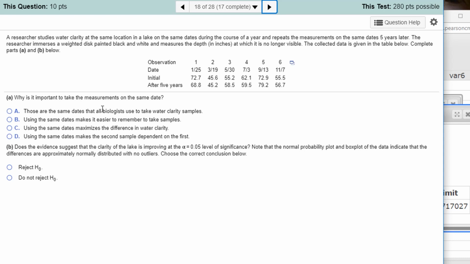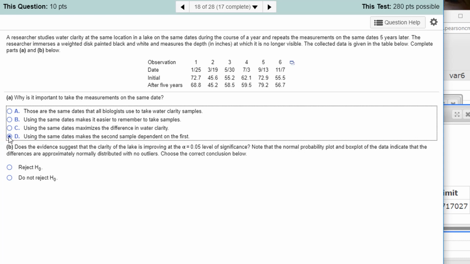Well, because it takes care of other factors. Using the same date makes it easier to remember. No, it maximizes the difference. No, it makes the second sample dependent on the first. You're trying to take care of any other factors that might be at play.